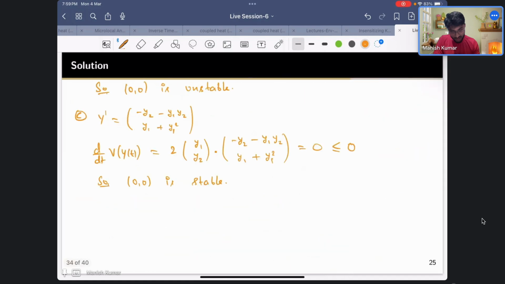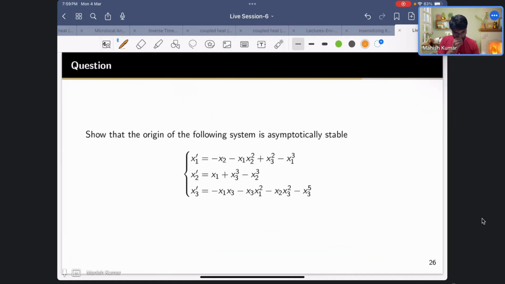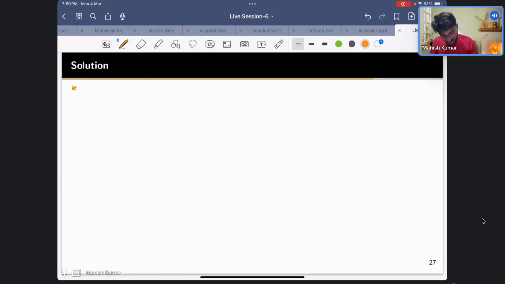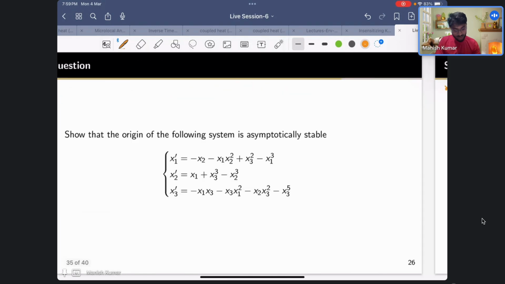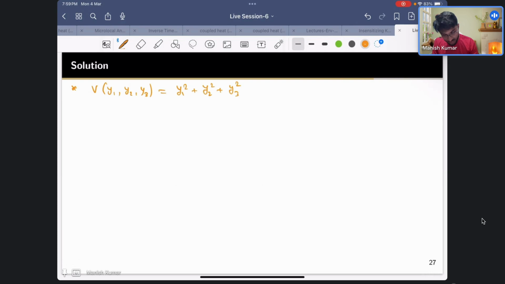Okay, so this was about this example. So you can check this example as well. In this system, the proper functional that can be chosen is, consider this functional v(y1, y2, y3) as y1 square plus y2 square plus y3 square. Okay, and now you do the same analysis. So this grad v, you just calculate, so you'll get 2 y1, y2, y3, and here this function f(y1, y2, y3) is given by, so what is this function?